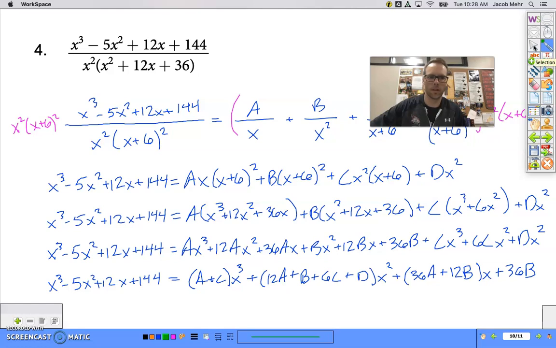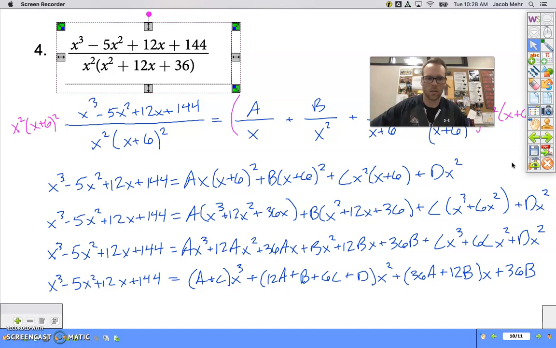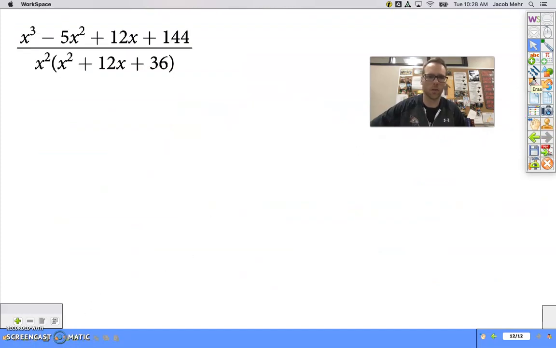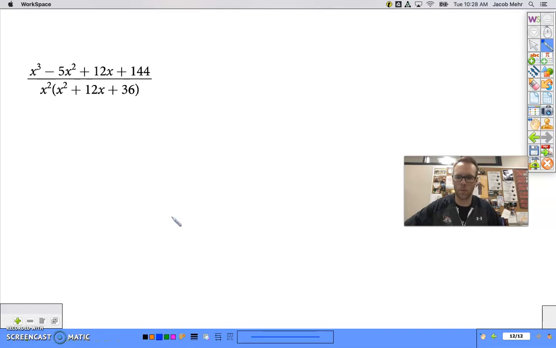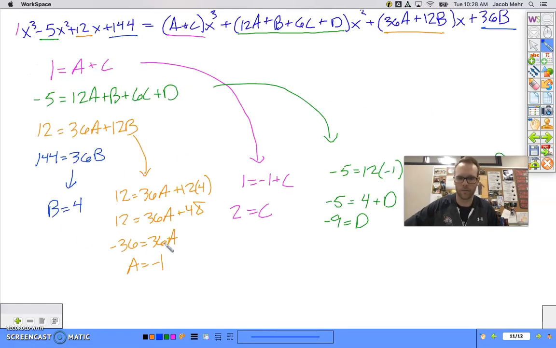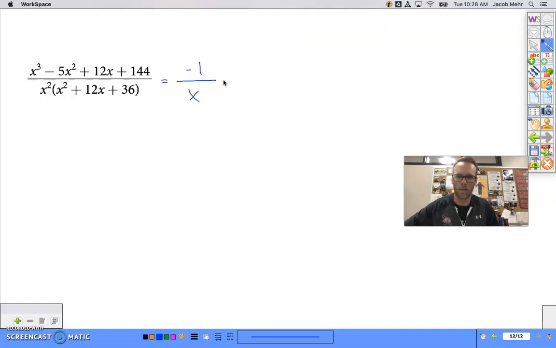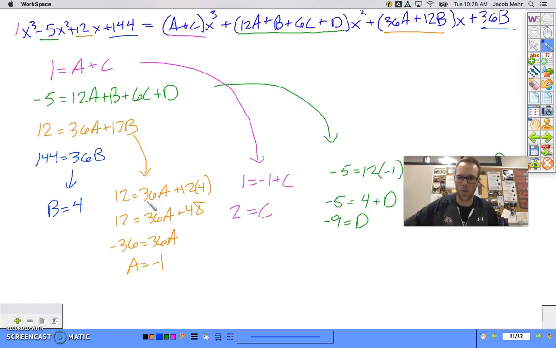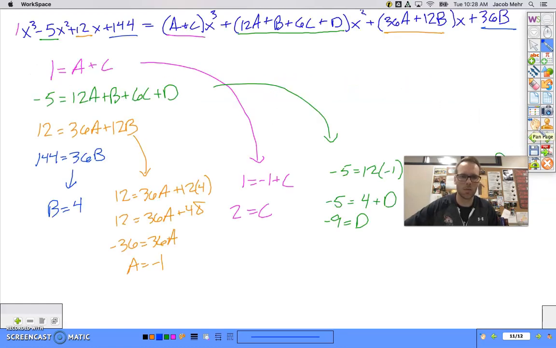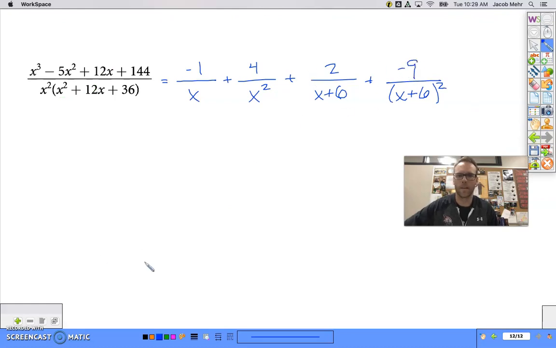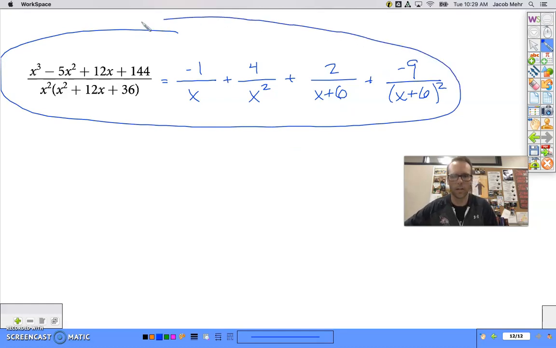So that was our original. We have decomposed this to be negative 1 over x, plus B over x squared, 4 over x squared, plus we had an x plus 6 underneath the C, which is a 2, and then we had an x plus 6 squared underneath the D, which is negative 9. That is our partial fraction decomposition.